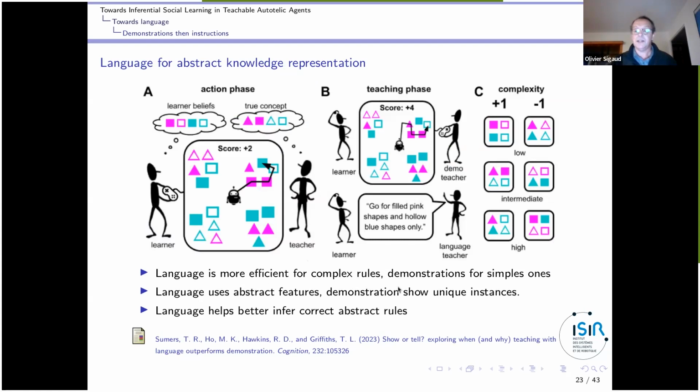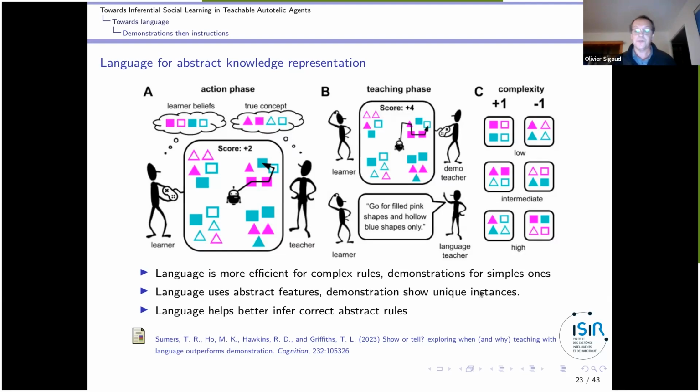And it's more efficient to give demonstrations for simple ones. The general idea is that language uses abstract features, whereas a demonstration just shows a unique instance. So it's easier to infer the correct abstract rules when you are using language, and it's easier to determine exactly what to do when you are using just a demonstration.